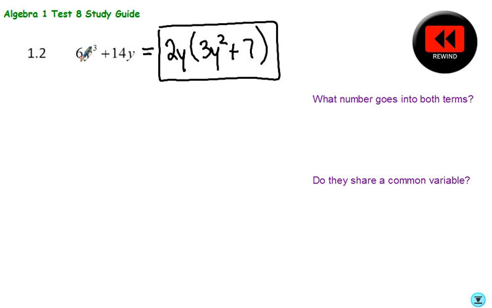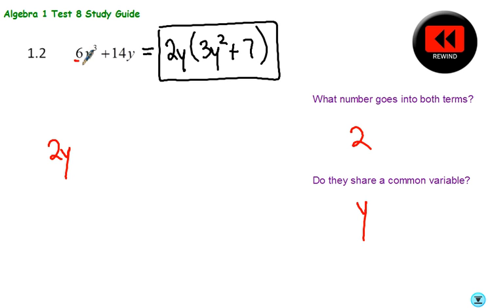So again, we're asking ourselves what number goes into both terms. So what goes into 6 and 14? Well, that would be 2. And then we're asking ourselves, do they share a common variable? Is there a variable they both have? Yeah, they actually both have a y. So my greatest common factor would be 2y.